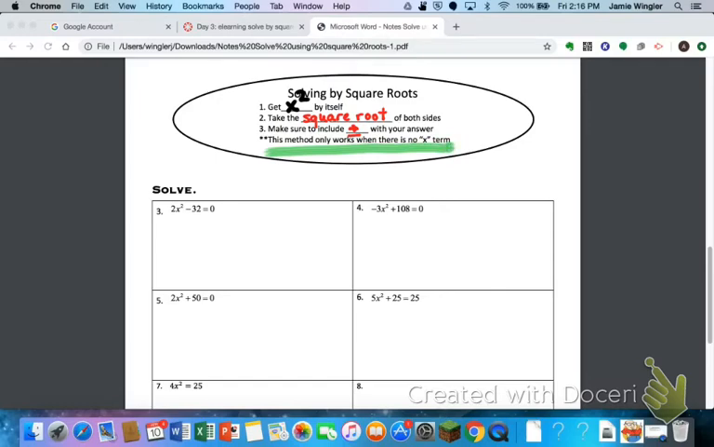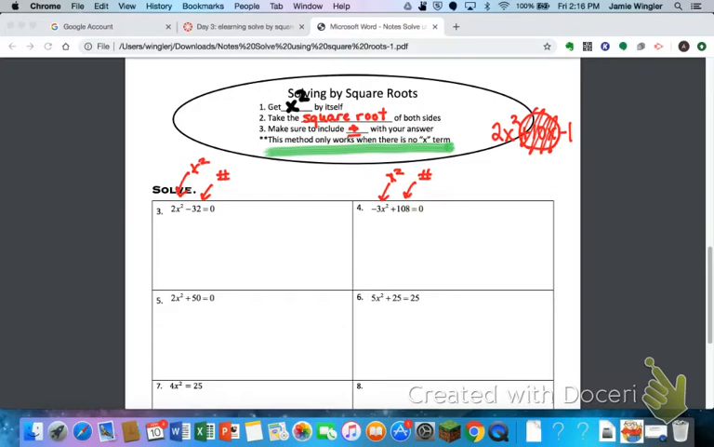So if you look down below at all of these examples, you have an x squared term and you have just a plain old number. The problems we've been doing have had 2x squared plus 10x minus 1. So when the x term is missing, that's when you can use the square root method.